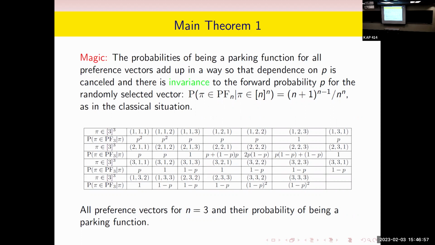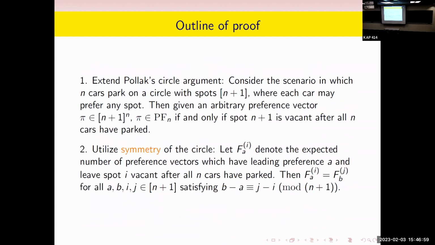All right. And then here I will also give an outline of proof. So the outline of proof is the following. First, we will put all the cars in a circle with n plus 1 spots. And then we will soon see that it's a parking function if and only if the last spot is left empty. Right, because the last spot being empty means all the previous n spots are taken in some way. And then we can use the symmetry of the circle.